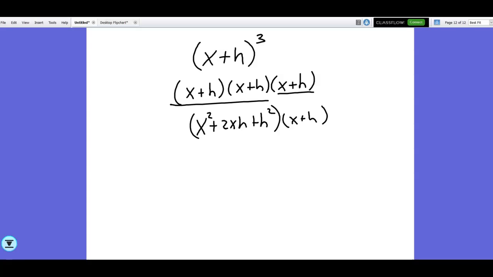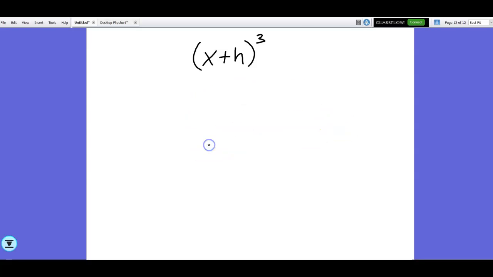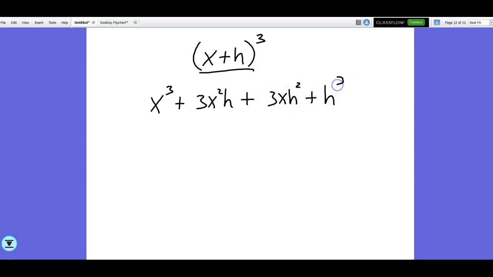But I'm just going to tell you what you would get because you're going to use it anyway, and it's just going to save you some time because these problems kind of take long enough. And so if you were to actually multiply this thing all the way out, the final answer would be x cubed plus 3x squared h plus 3xh squared plus h cubed. That's going to come in handy for one of your homework problems.